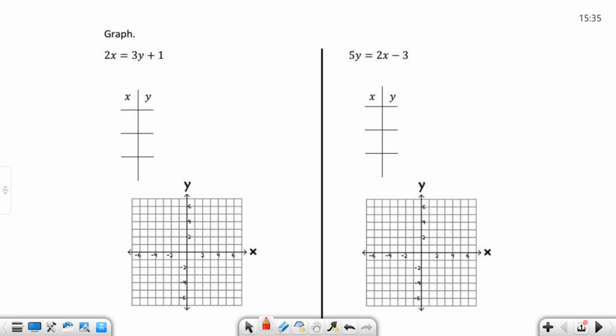All right, so this is going to be the day 2 lecture for test 4 for college algebra. We have graph 2x equals 3y plus 1. This is not in y equals mx plus b form. This is also not in standard form or general form. In fact, neither one of these up here are.